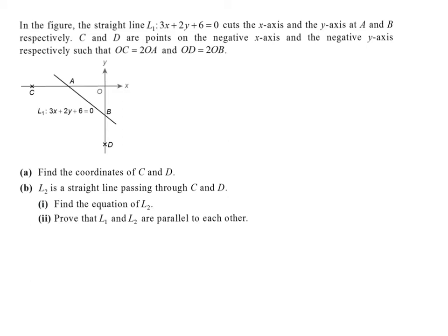So let's take a look at this example. I have a line L1, x-intercept at A, y-intercept at B. I have another point C, so that A is the midpoint of OC and B is the midpoint of OD. Alright, so part A, we want to find the coordinates of C and D. Of course, we need to find A and B, okay? And we just need to find the x and y-intercepts, that's it.